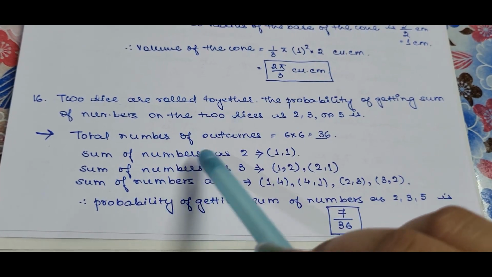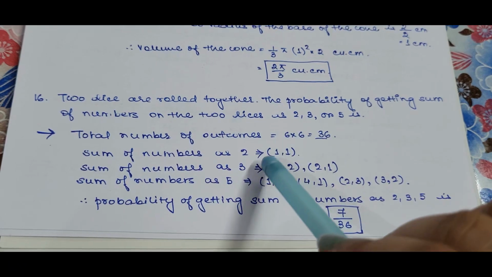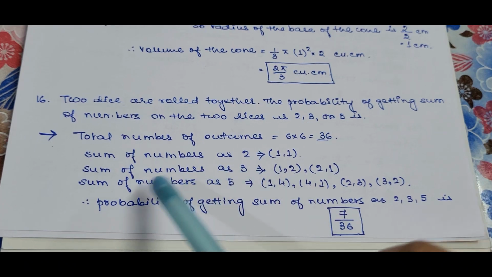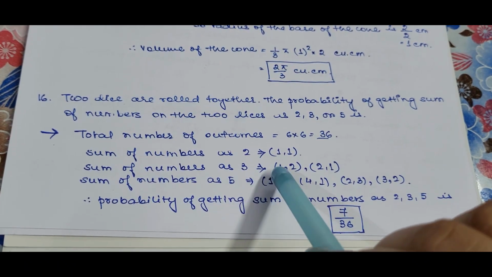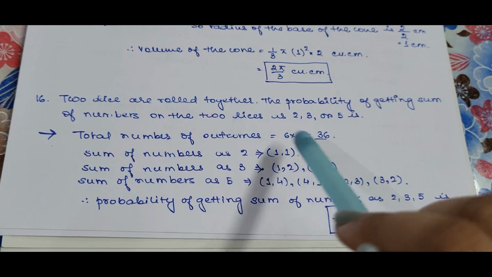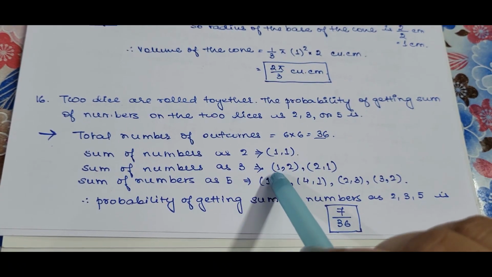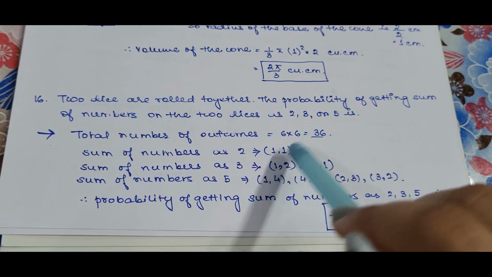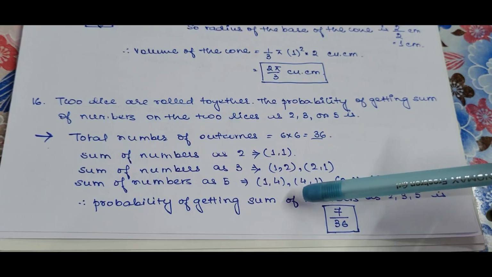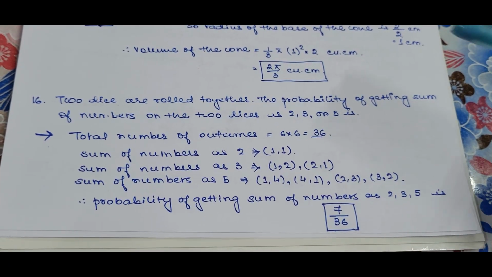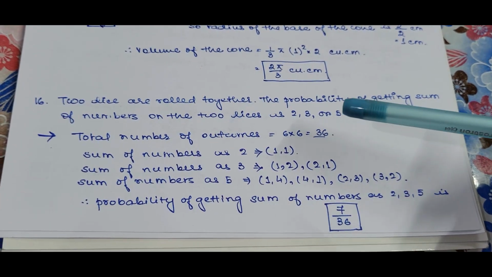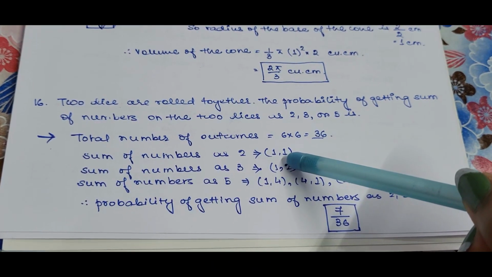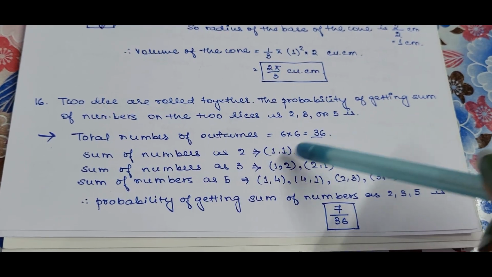Now, the sum of the numbers as 2 is (1, 1), because 1 plus 1 gives us 2, and the sum of the numbers as 3 is (1, 2) and (2, 1). Now, a question might arise that I have taken (1, 2) and (2, 1), but I haven't taken (1, 1) and again reversed it as (1, 1), because (1, 1) and (1, 1) is the same. If I roll a die and the outcome is 1 for the first roll, and if I roll a die and the second outcome is also 1, then it is (1, 1).